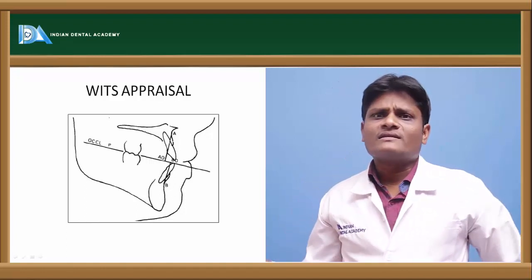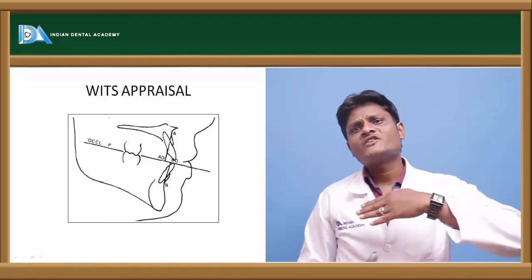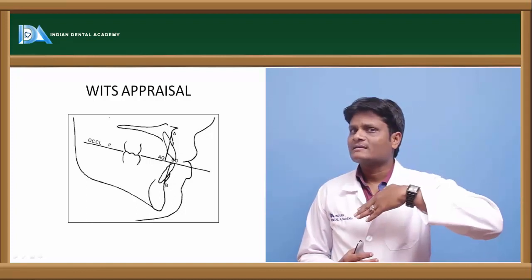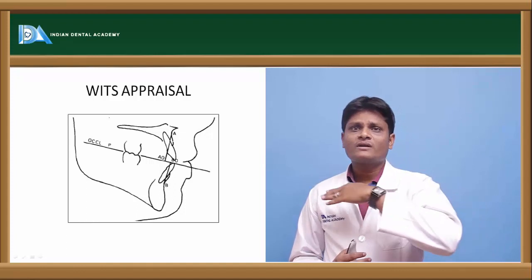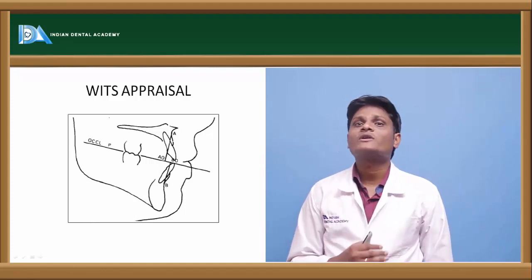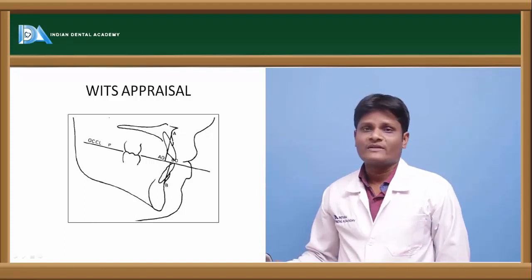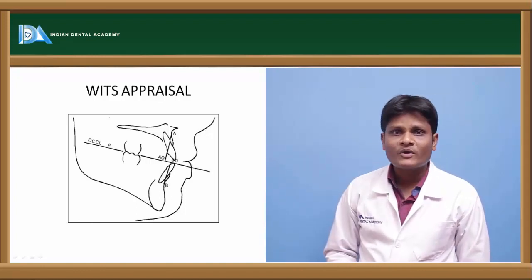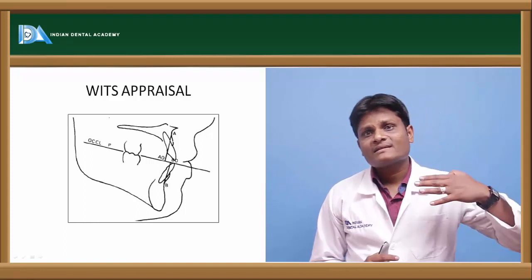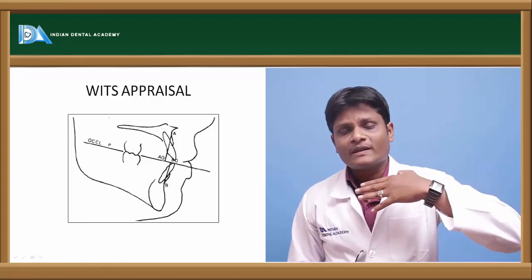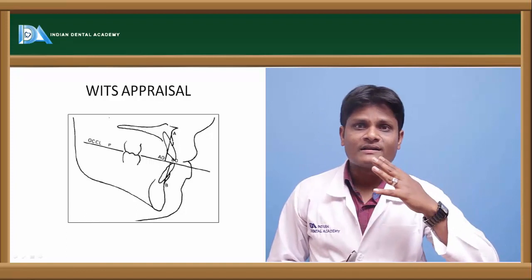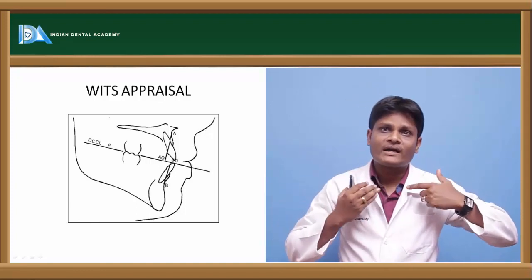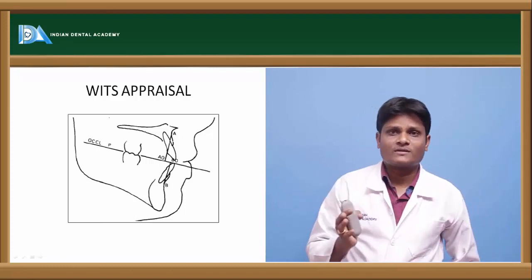Now, the Wits appraisal is largely dependent upon the changes in the occlusal plane. Okay. Any change in the occlusal plane has an effect on the parameters of the Wits appraisal. This is one of the important drawbacks of Wits appraisal. Similarly, we have a drawback with Steiner's analysis also, because as the maxilla and mandible grow, they will show some kind of rotational tendency, like upward and forward rotation or downward and backward rotation of the mandible and maxilla both.